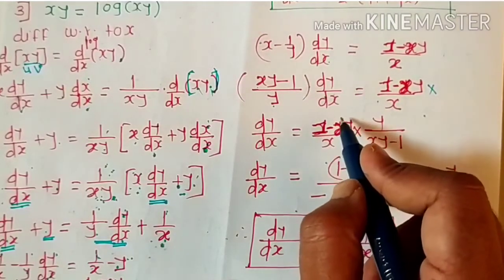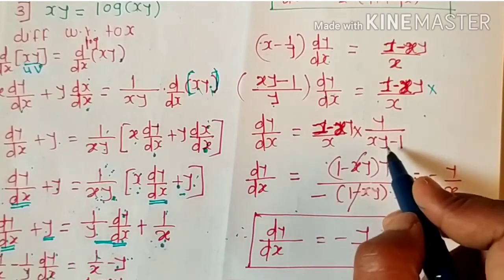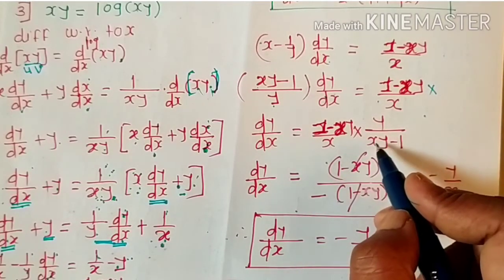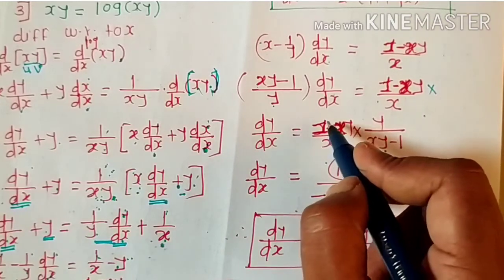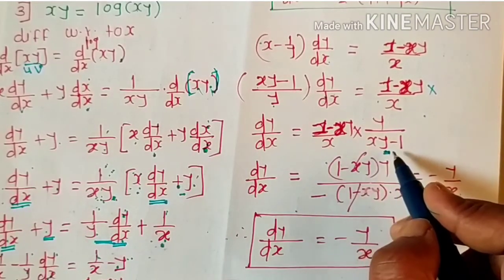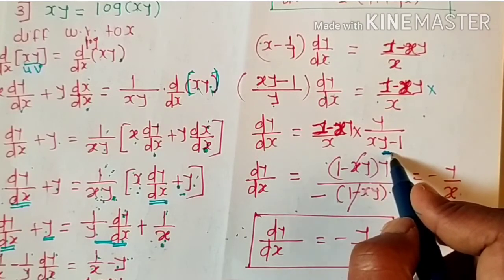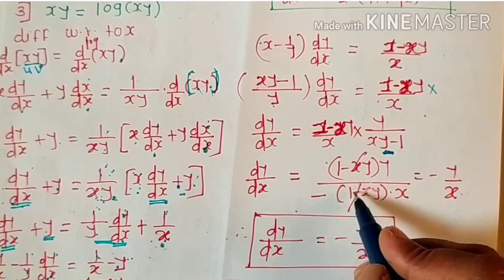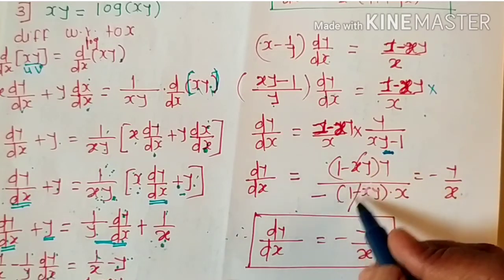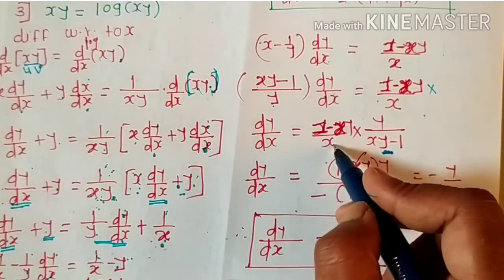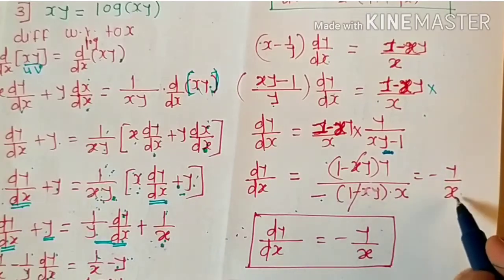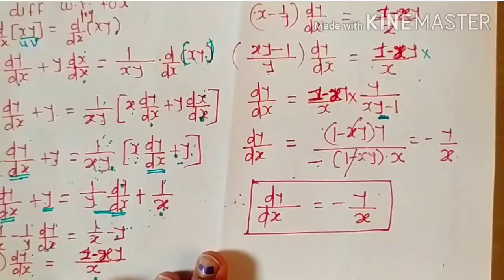Then in order to cancel out the same term, 1 minus xy and xy minus 1, either from the numerator take the minus sign outside or from the denominator take the minus sign, any one of these. If we take the minus sign outside from the denominator, then it becomes minus times 1 minus xy, and then this term and this term get cancelled. What remains is y upon x with this minus sign, that is minus y upon x, which is the value of the derivative.